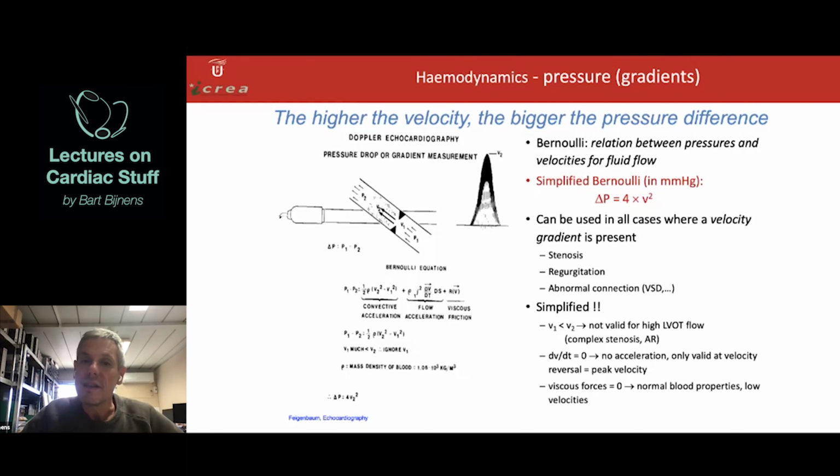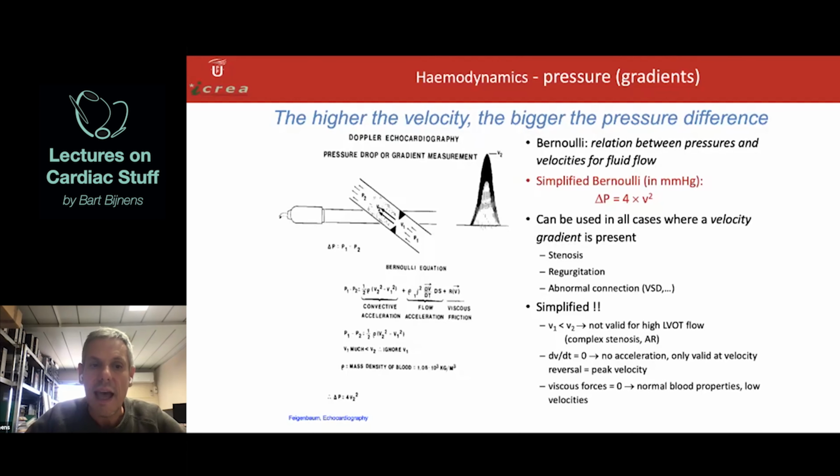In clinical practice, they say this is too complicated, so let's simplify. Let's say there's no friction and no energy loss in the acceleration, so we only have the convective flow. That already simplifies this. Next, the first velocity comes from a very large ventricle into a small valve, so it is a very low velocity, much lower than the other. And since it's being squared, we can even ignore it.